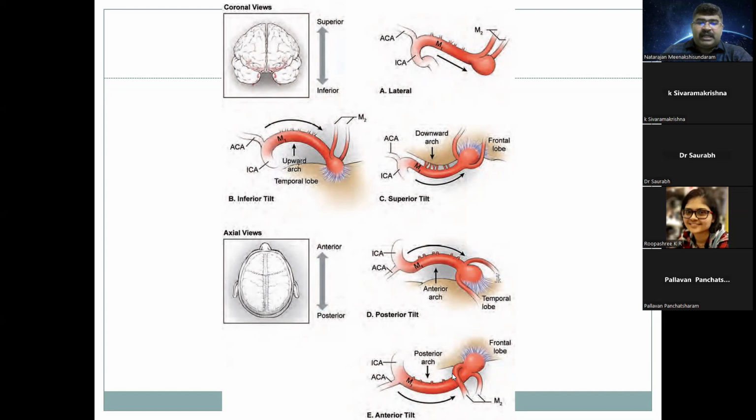So these are the various types of MCA aneurysms. You can have a lateral tilt. You can have a superior and inferior tilt and lateral tilt based on the coronal view. You can have a posterior tilt or an anterior tilt based on the axial view. So you should orient to the three.